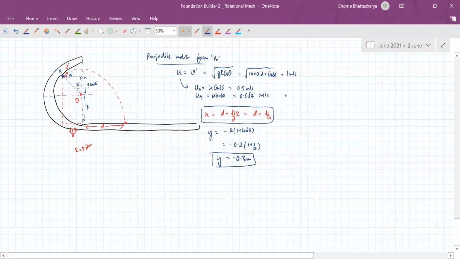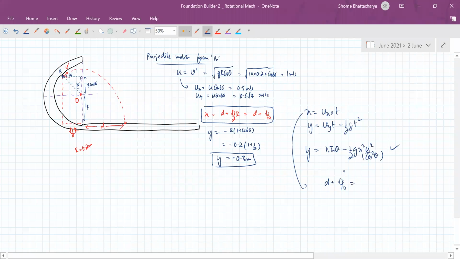So now we can use whatever equation of trajectory or time-based equations. So x is ux into time, y is equal to uy into t minus half g t square. We can use this kind of relation, or we can just use this one. So actually, this is easier.